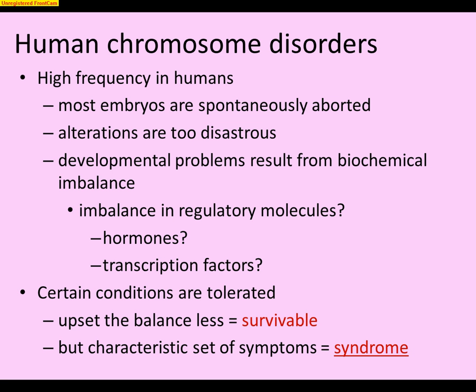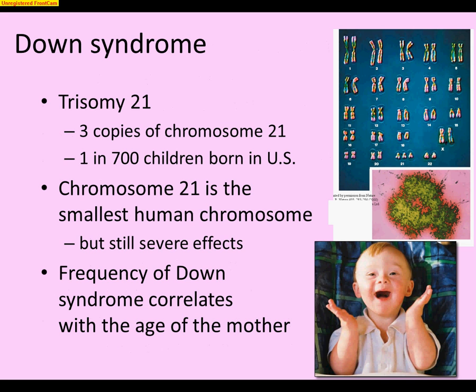chromosomes we're looking at, and based on this, some conditions can be tolerated. If you upset the balance the least, that's kind of survivable. But there are some sets of characteristics that we see, and that's why we call it a syndrome, because you can kind of go through a checklist of phenotypic things that will happen.